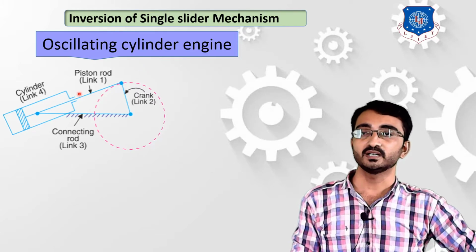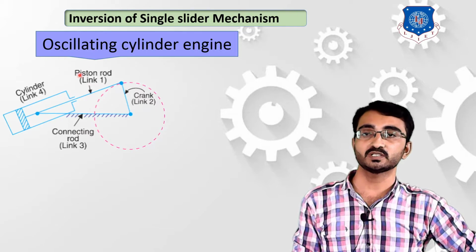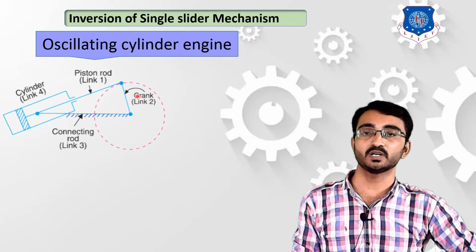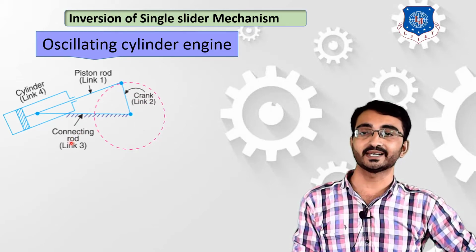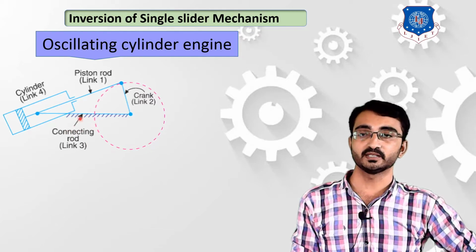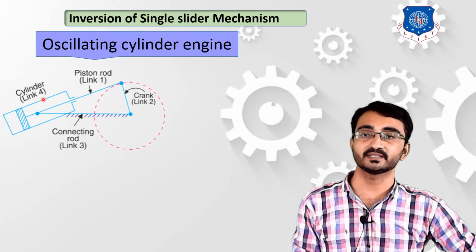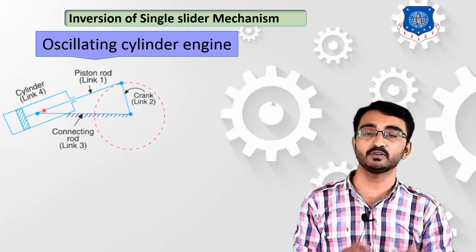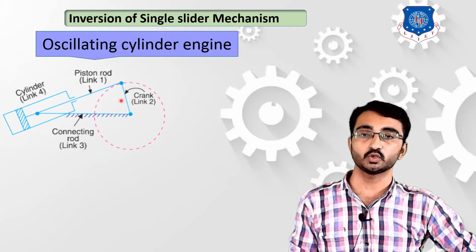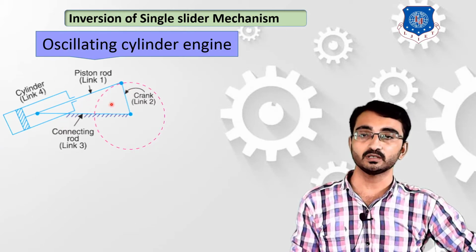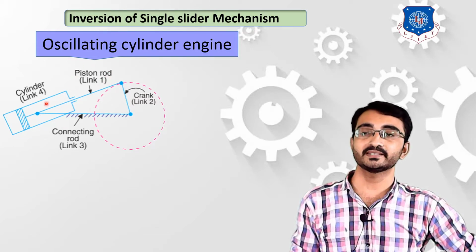The first one is the piston rod, which reciprocates inside this cylinder. Link number 2 is the crank, which produces a complete rotation. Link number 3 is the connecting rod. In this mechanism we have fixed this connecting rod, and the fourth kinematic link is the cylinder. Now how does it work? As we give input to the crank, its rotation produces reciprocation of the piston rod inside the cylinder, and at the same time the cylinder oscillates.